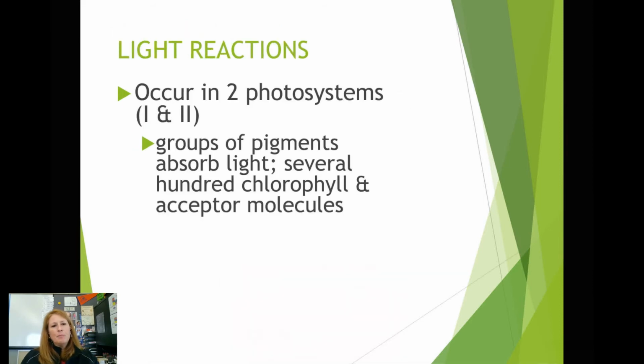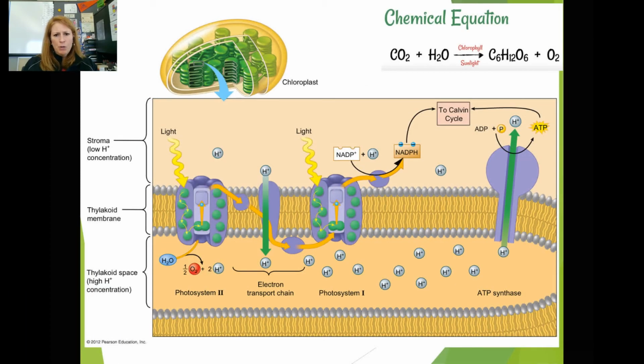Digging deeper into light reactions, within the thylakoid membrane there are something called photosystems. There are two photosystems, photosystem 1 and photosystem 2. At each location in the membrane, they're absorbing light, they have electrons, they have hydrogen ions, and it's pushing these ions across to make these different molecules. So let's go ahead and look at an illustration.